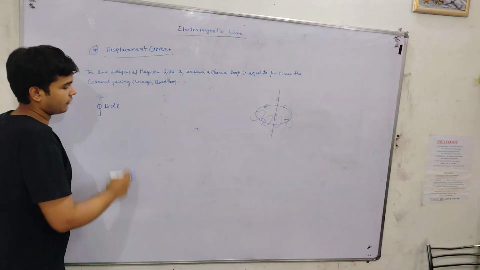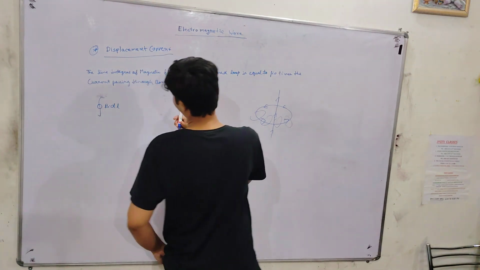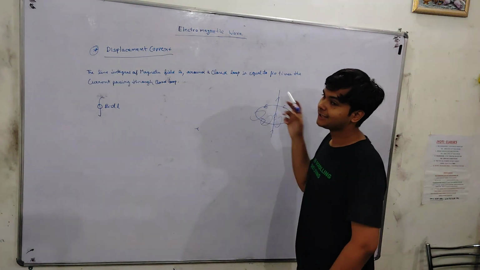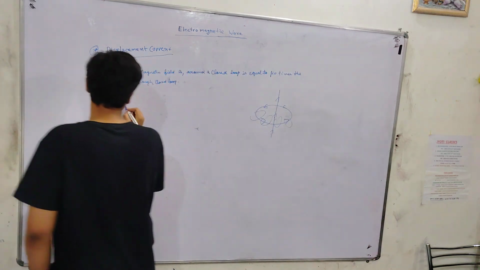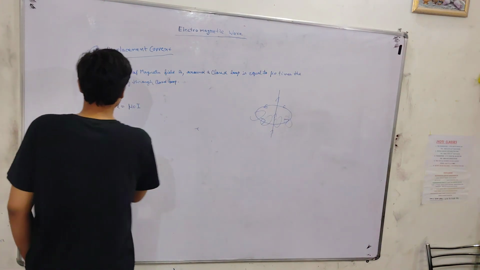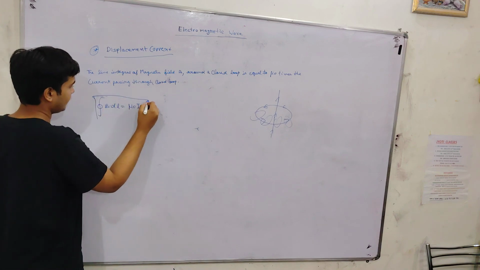This is the definition. The line integral of magnetic field B around a closed loop is equal to mu naught times the current passing through the loop. The formula will be like this. This is the formula of Ampere circuital law.